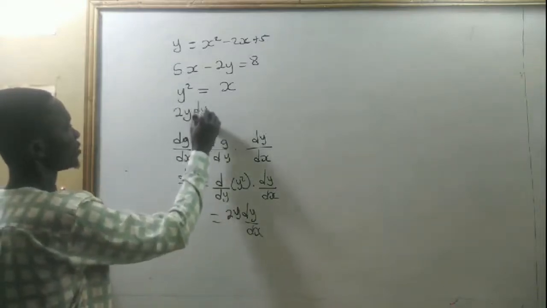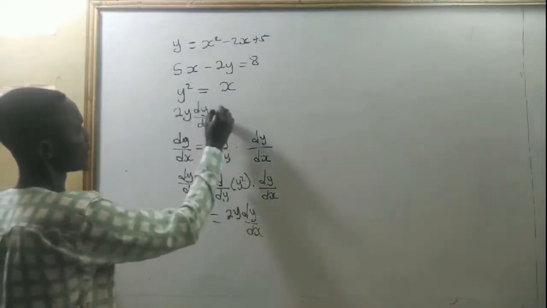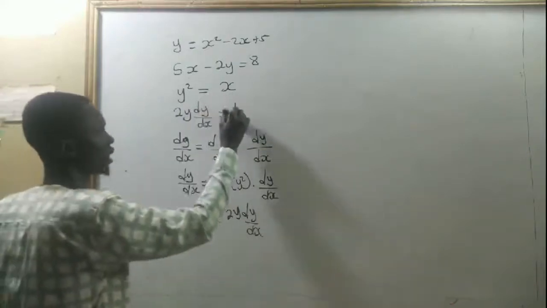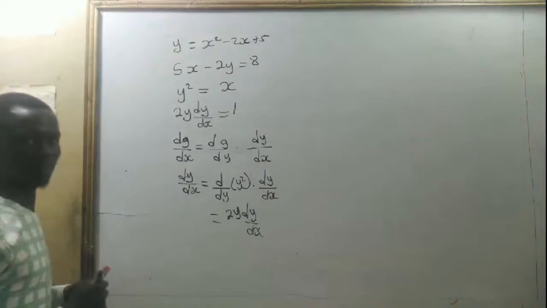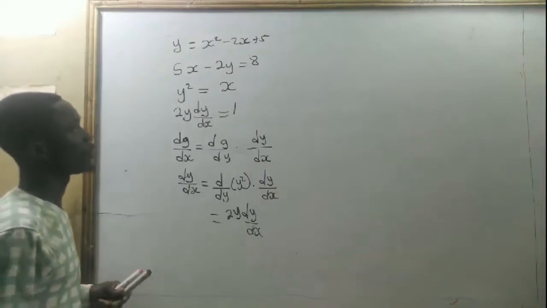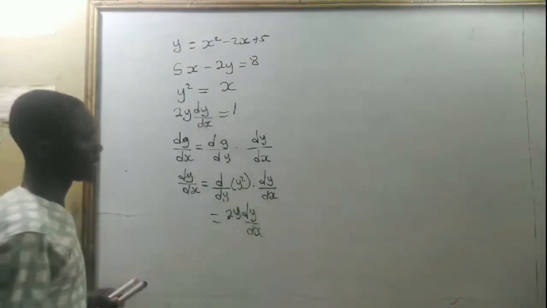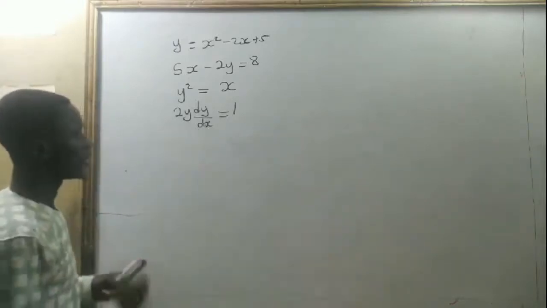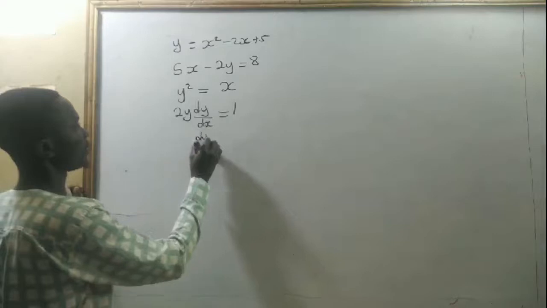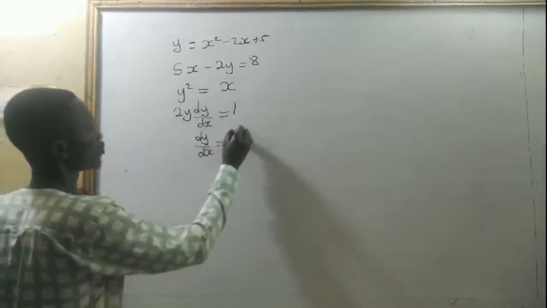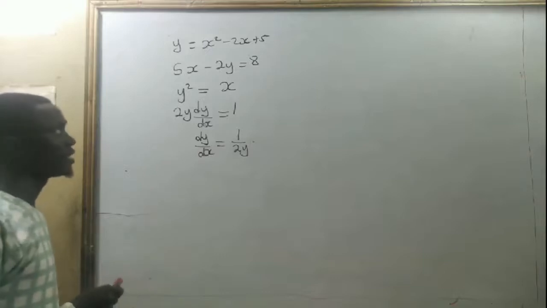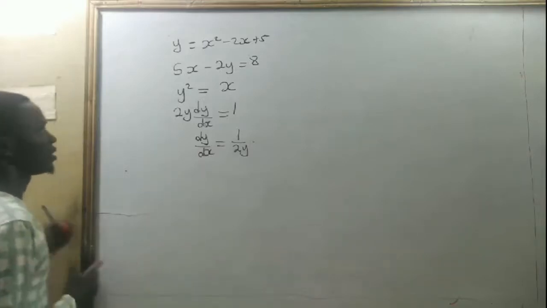2y dy on dx equal to, if we differentiate x with respect to x, you get 1. Now if I want dy dx, I'll just divide through by 2y. So I divide through by 2y to get my dy on dx equal to 1 divided by 2y. Very simple as that. Now let's take the next example.